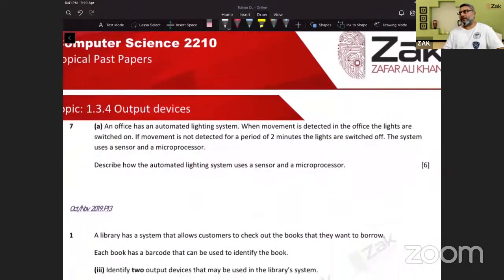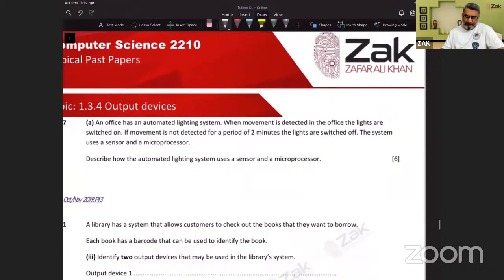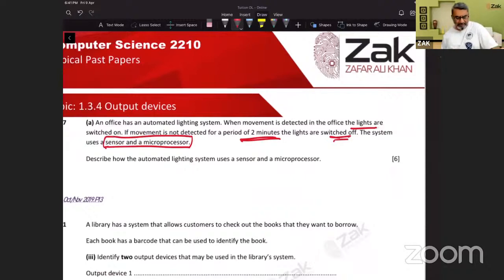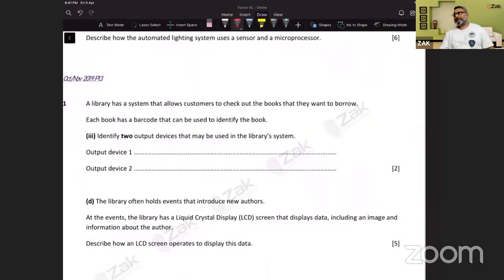An office has an automated light system. When movement is detected, the office lights are switched on. If movement is not detected for a period of 2 minutes, lights are switched off. The system uses sensors and microprocessor. ये अभी मैंने आपको थोड़ी देर पहले बताया. Okay.